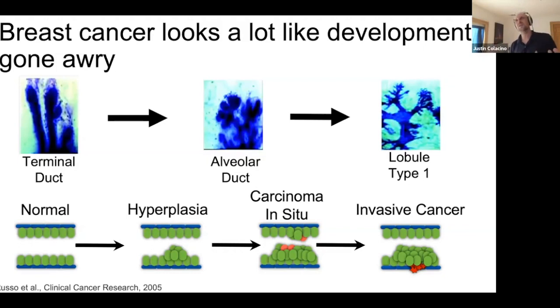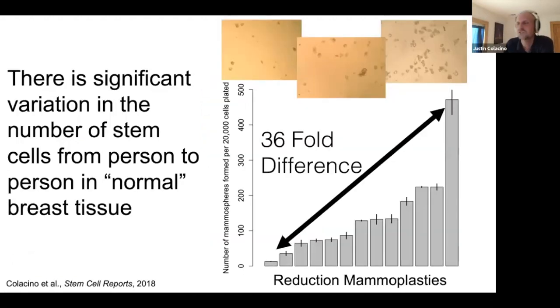And these parallels between development and cancer have been noted for over a century, right? But only more recently, in the last 20 years or so, have we been able to do the molecular profiling necessary to really compare the transcriptomes and the protein profiles of stem cells, both in normal development and in cancer. And so what my lab is really interested in is understanding stem cell heterogeneity.